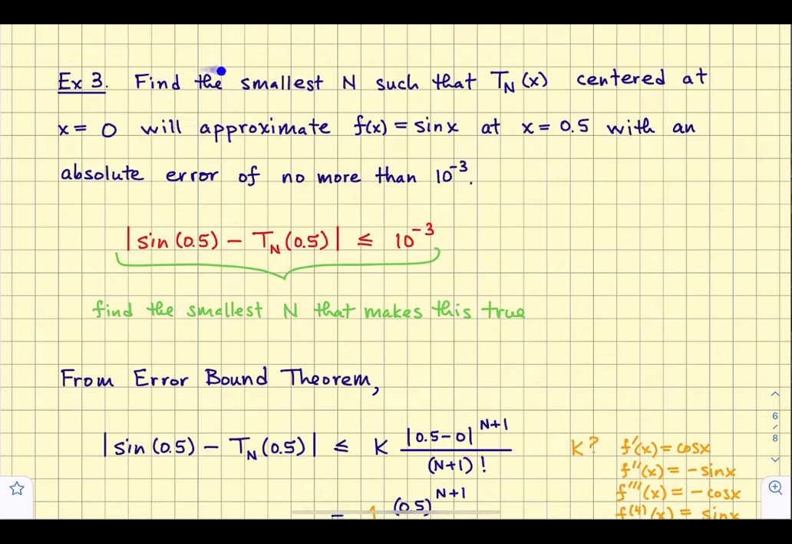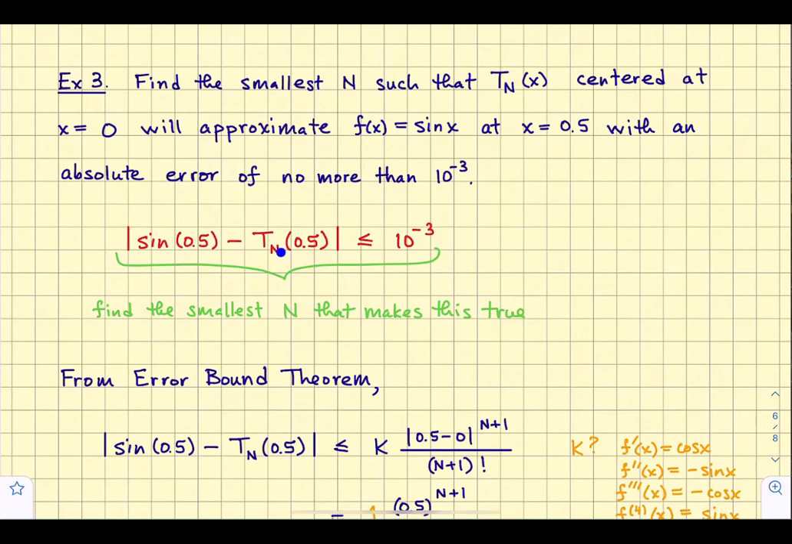So let's find the smallest n such that T sub capital N of x, centered at x equals 0, will approximate the function f of x equals sine x at x equals 0.5 with an absolute error of no more than 10 to the minus 3. So now, instead of giving the n and finding the error, we're being given the error and asked to find the smallest n. Well, let's just go back to our error bound theorem. The error bound theorem just says the absolute error between the true function value, sine at 0.5, minus the nth degree Taylor polynomial approximation at 0.5.